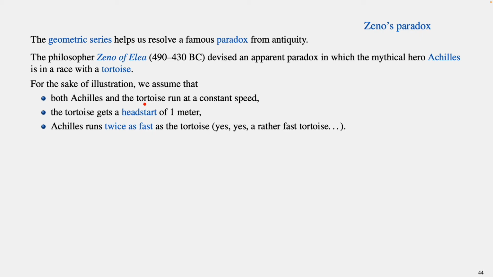And the tortoise gets a head start of 1 meter. And for simplicity now, I just assume that Achilles runs twice as fast as the tortoise, which is of course not very realistic. So we assume we have a very fast tortoise here.